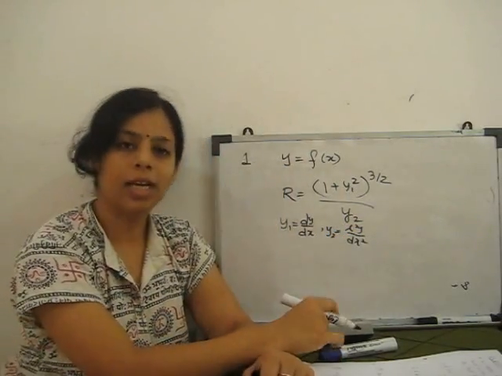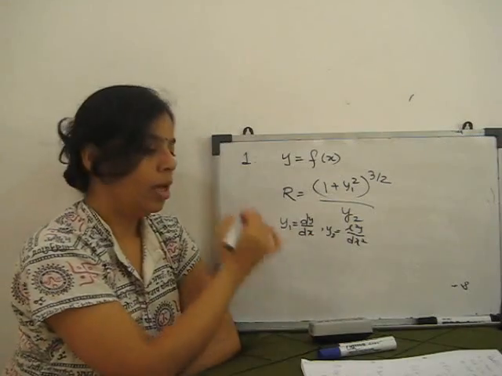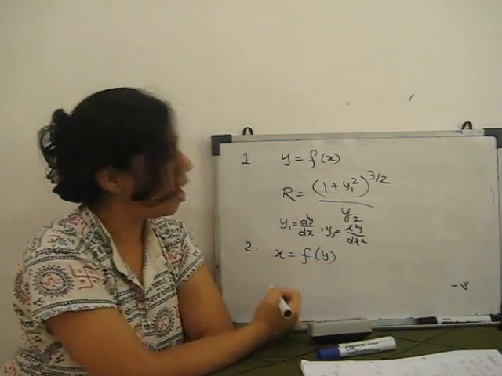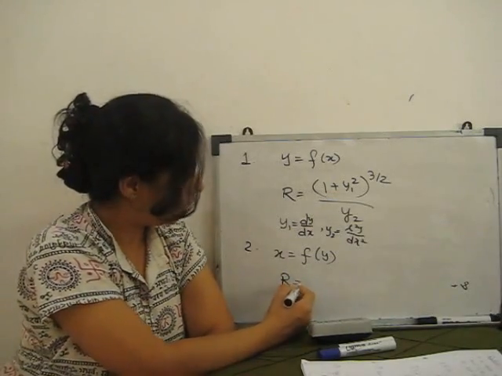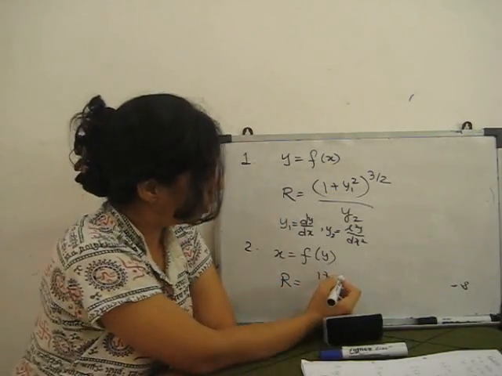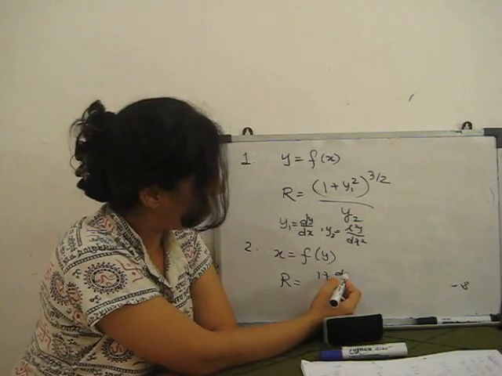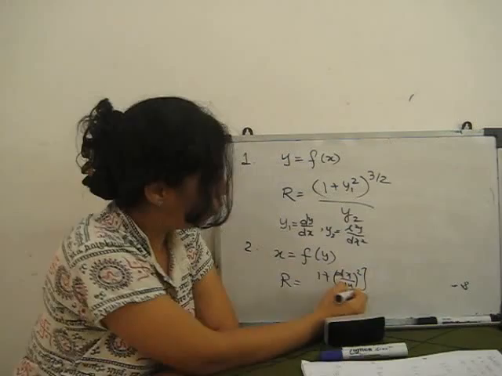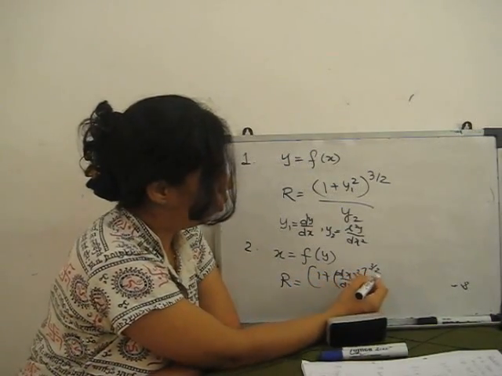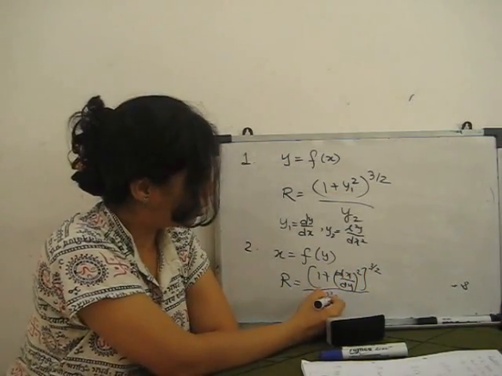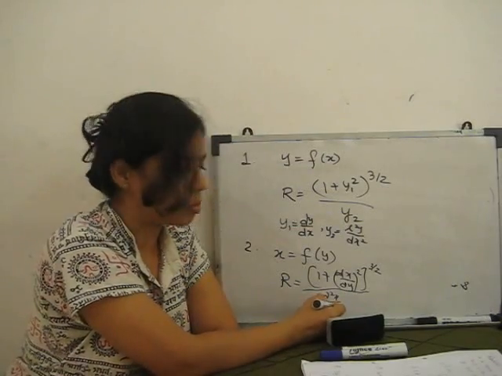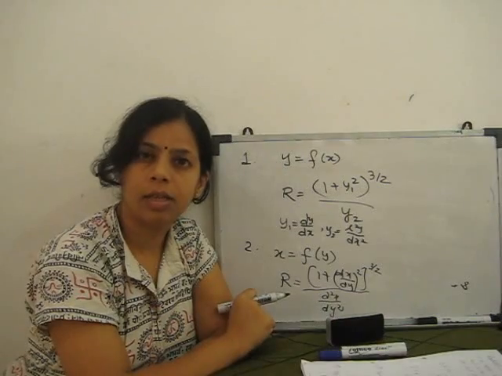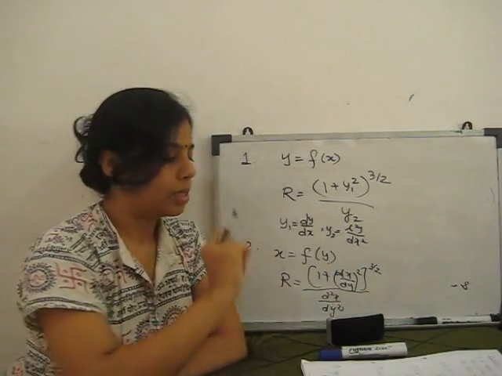Clear? Now the second form, if our curve is given in the form x is equal to f of y, then our R is the same, (1 plus (dx upon dy) whole square) to the power 3 by 2, divided by d2x upon dy square, where dy by dx is reversed to dx upon dy. Clear? So these are the two formulas for radius of curvature in Cartesian form.